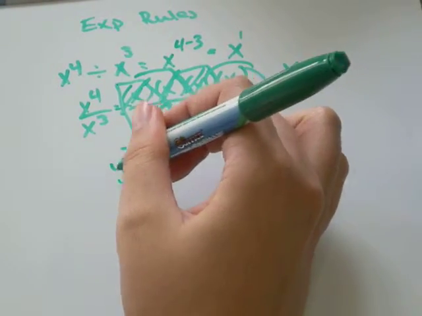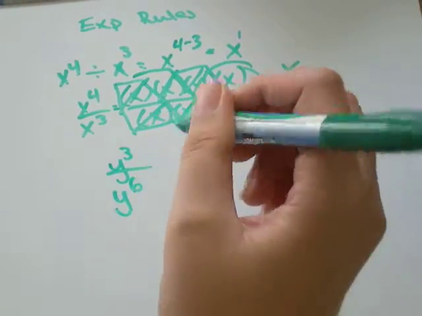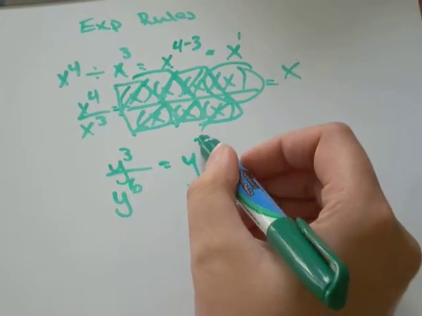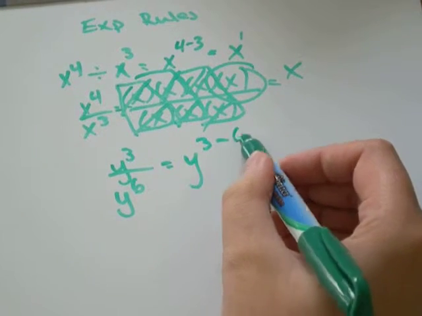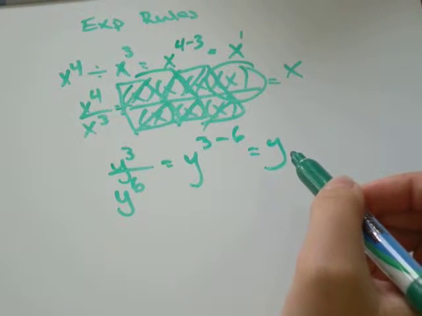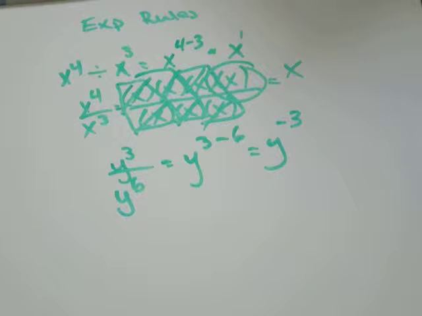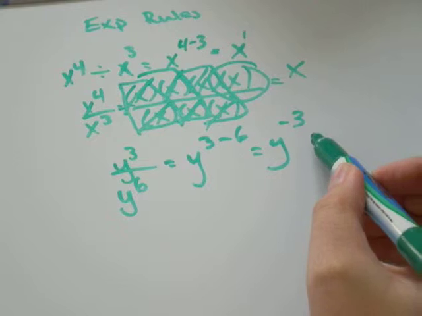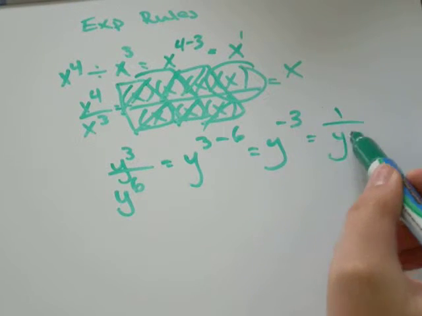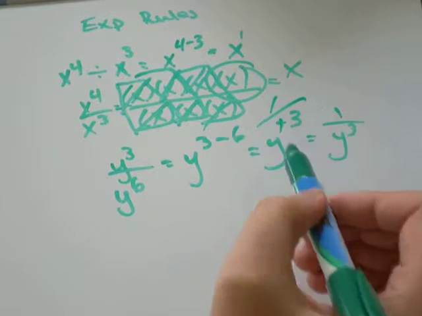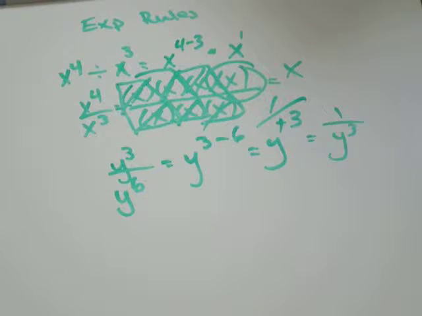Let's do an example. Let's say we have y cubed over y to the 6th. That would be y to the power of the 1 on top minus the 1 on the bottom. That would be y to the power of 3 minus 6, which is negative 3. We know from our rule of negative exponents that we always want to write it as 1 over whatever it was. Change that to positive and put 1 over it.